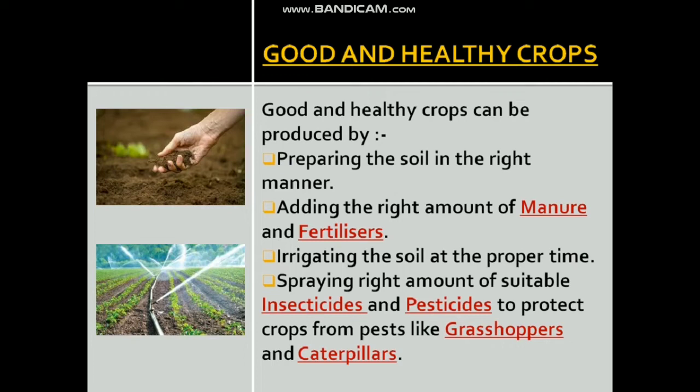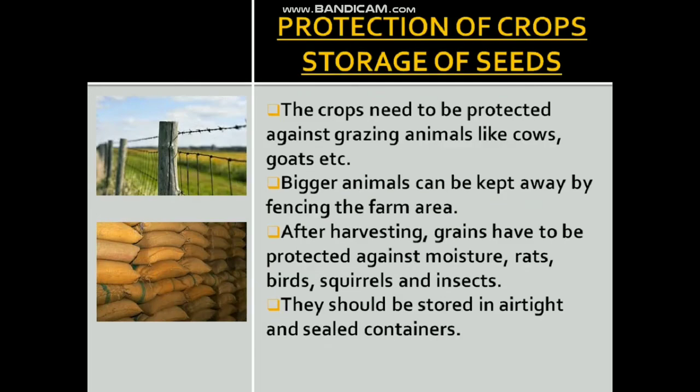Spraying the right amount of suitable insecticides and pesticides to protect crops from pests like grasshopper and caterpillar. Pest means the insects, and insecticides and pesticides are sprayed so that these insects do not spoil the crops. So if we follow these steps, our crop will be good and healthy.